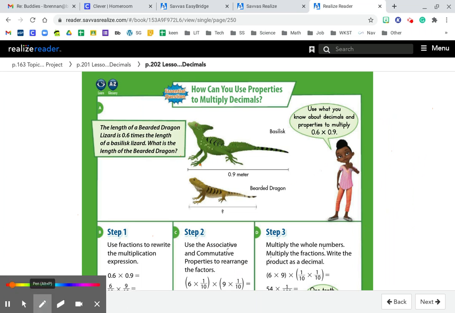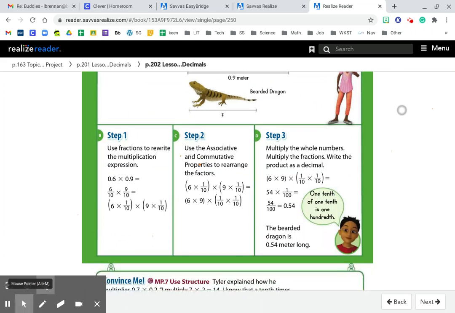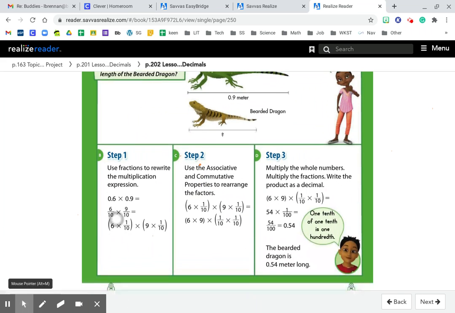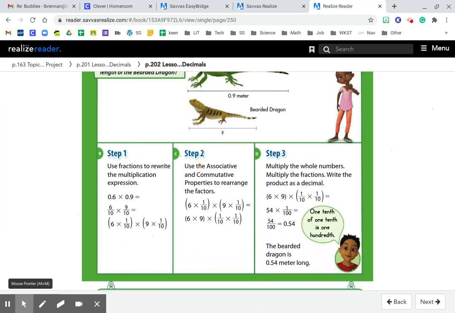All right. So the length of a bearded dragon lizard is 6/10 of a time the length of a basilisk lizard. What is the length of the bearded dragon? So use what you know about decimals and properties to multiply 6/10 times 9/10. Oh, take a look down here. So what they did here was they turned both the decimals into fractions, and they're using the properties of multiplication to figure out these answers.